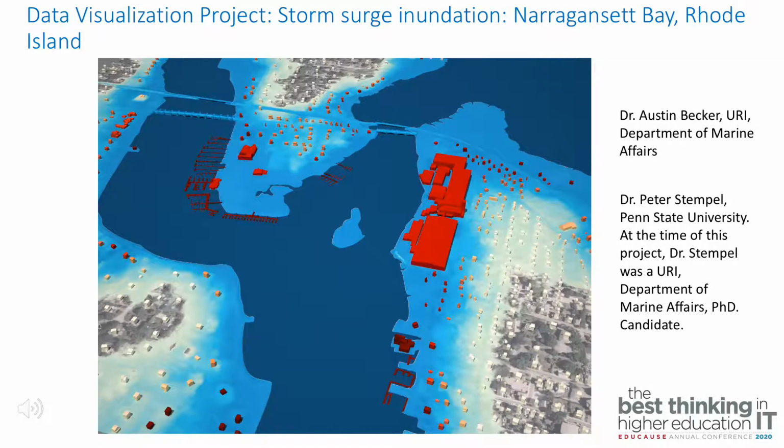Data Visualization Project, Storm Surge Inundation, Narragansett Bay, Rhode Island. Faculty member Dr. Austin Becker, URI Department of Marine Affairs, and Dr. Peter Stemple, Penn State University, who, at the time of this project, was a URI Department of Marine Affairs PhD candidate.